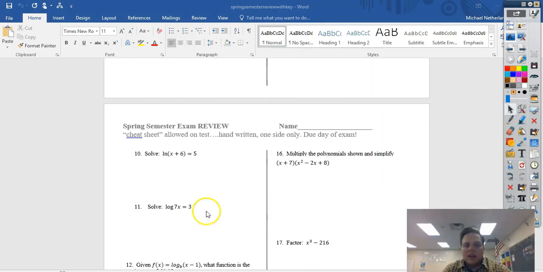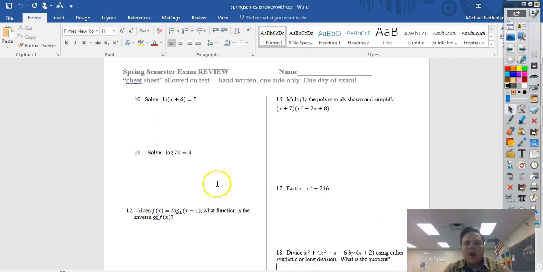Alright, moving on to number 11. Solve log of 7x equals 3. Okay, so once again, x is trapped by the log. Alright. So what we do is we take the base, which should be 10. We raise it to the other side. And we set that equal to the inside, 7x. So then, to finish solving for x, you just divide both sides by 7.